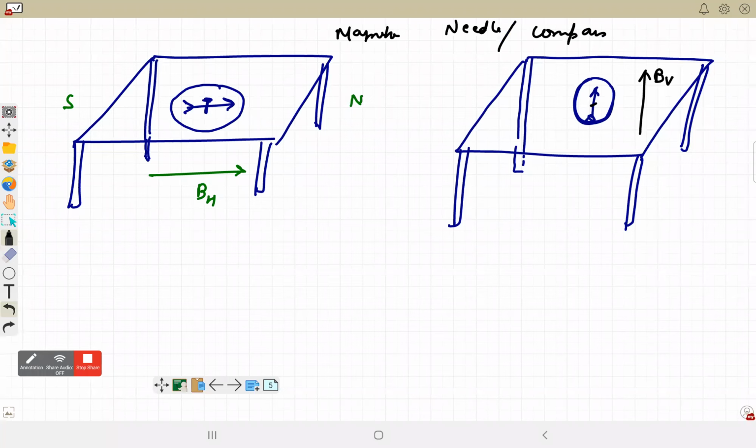Or if there is any other magnetic field, not just the earth, if there is any other magnet placed nearby, then there will be some change, और उस नई net magnetic field की direction में the pointer or the needle will be pointing.